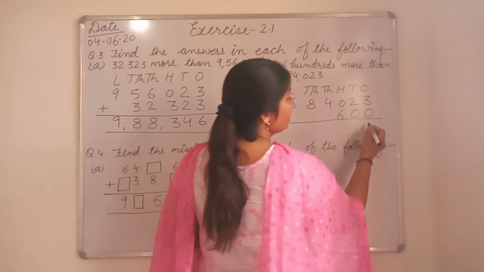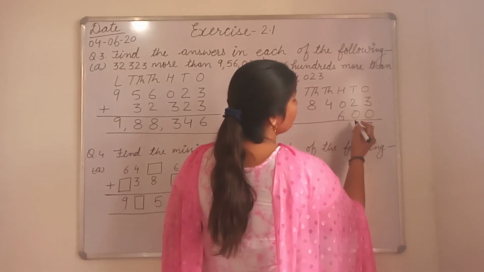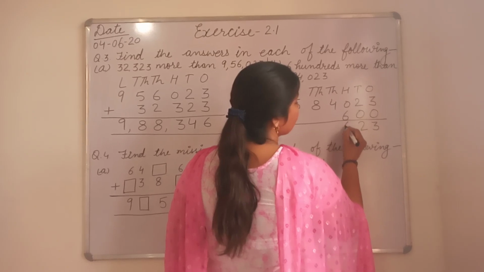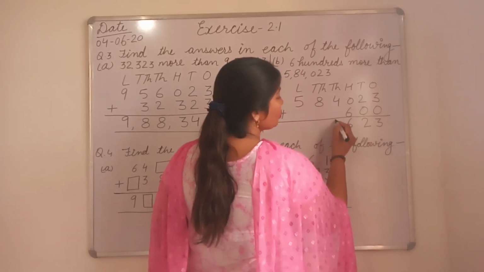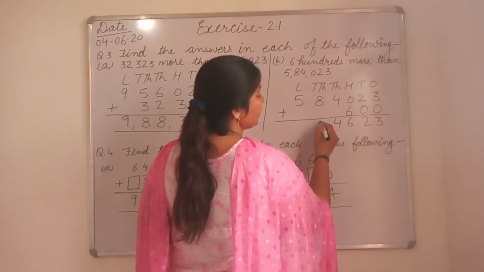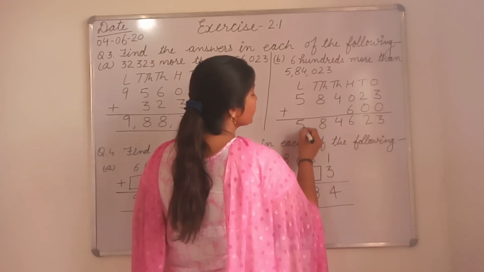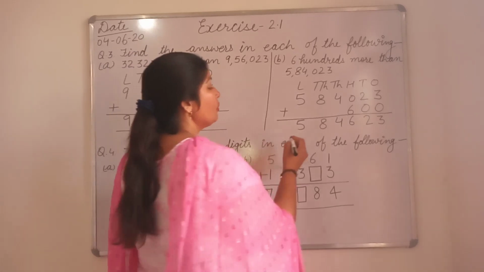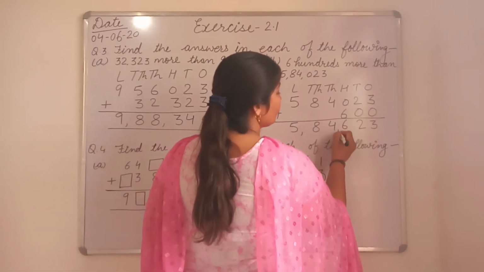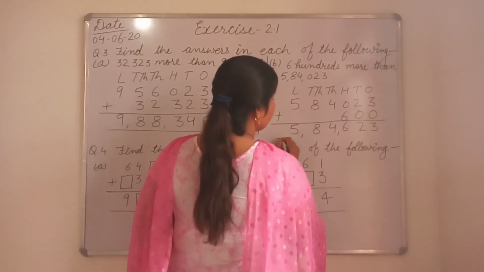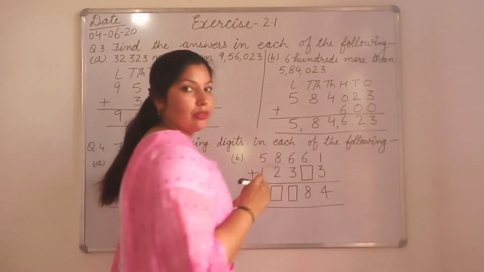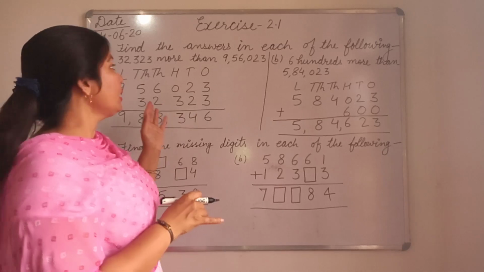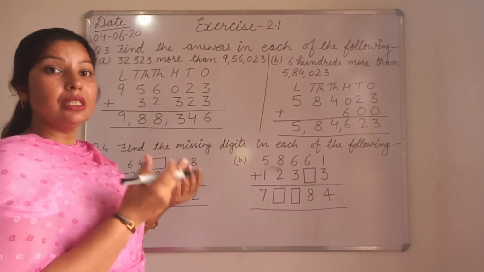Now 0 plus 3, 3. 2 plus 0, 2. 0 plus 6, 6. There is nothing, so there is as it is 4, there is 8 and there is 5. If nothing is there, that means we should write the number same. So it becomes 5,84,623. That's your answer. Okay. So the same way you will do C and D part also. I saw here A and B and C and D also you will do.